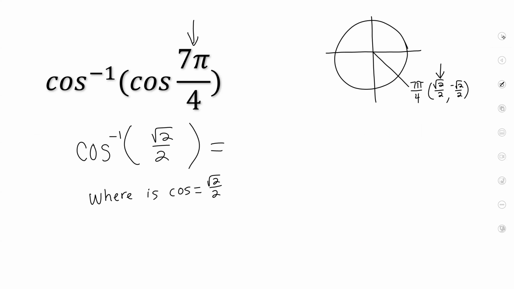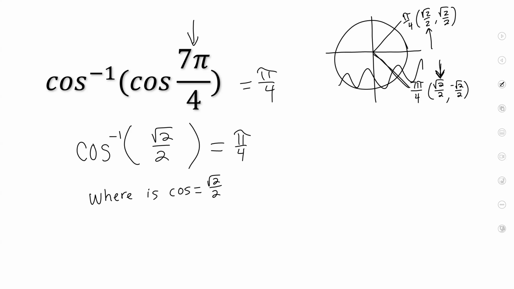Yes, it's in quadrant 1, right here at pi over 4. The coordinate here is square root of 2 over 2, square root of 2 over 2. So that is where cosine is equal to square root of 2 over 2. So the answer to this is pi over 4. If you told me 7 pi over 4, that would be incorrect. Even though cosine is equal to square root of 2 over 2, the inverse does not exist down here. Okay, so it has to be this one.